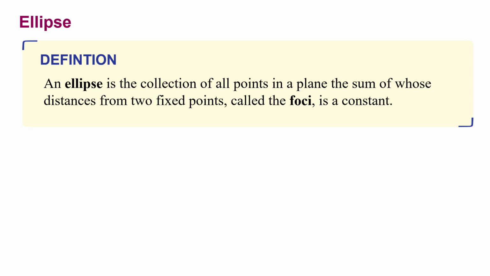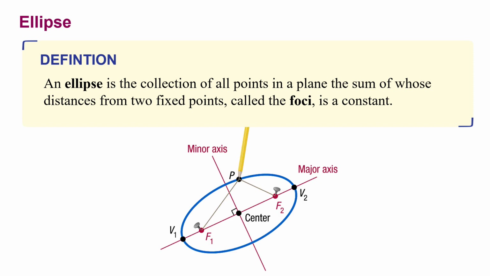All right, let's first consider the definition of an ellipse. An ellipse is the collection of all points in a plane, the sum of whose distances from two fixed points, called the foci, is a constant. An ellipse is sometimes called an oval. My kids like to call it a squished circle because it does not have a uniform radial distance from the center to any point on the ellipse. Let's consider a diagram and label the distances that are referenced in the definition.